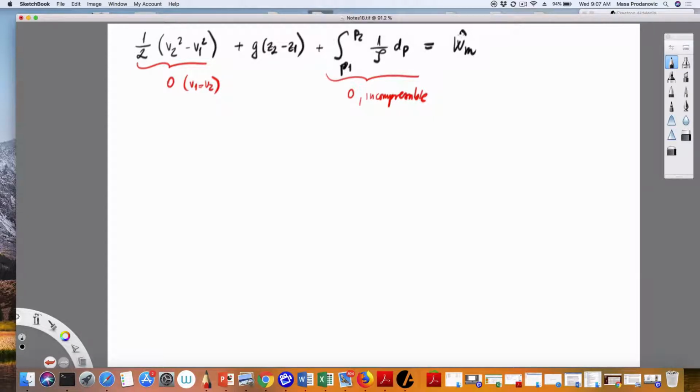May I ask you a question? That term is zero because the tanks are at the same pressure, not because it's in reverse. Oh, yes. That is the case. Same pressures, so it's going to evaluate to the same value. Yes.